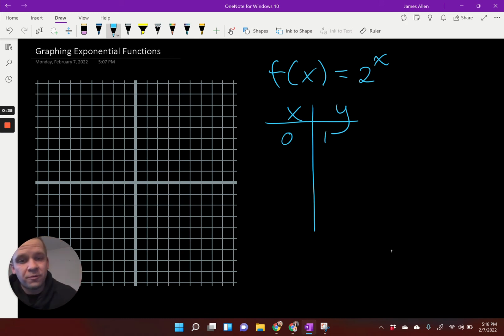How about 2 to the first power? 2 to the first power is 2. 2 to the second power, that's going to be 4. 2 to the third power, that's going to be 8. And I can keep going on and on. All right. What about my negative numbers? Let's add some more on here.